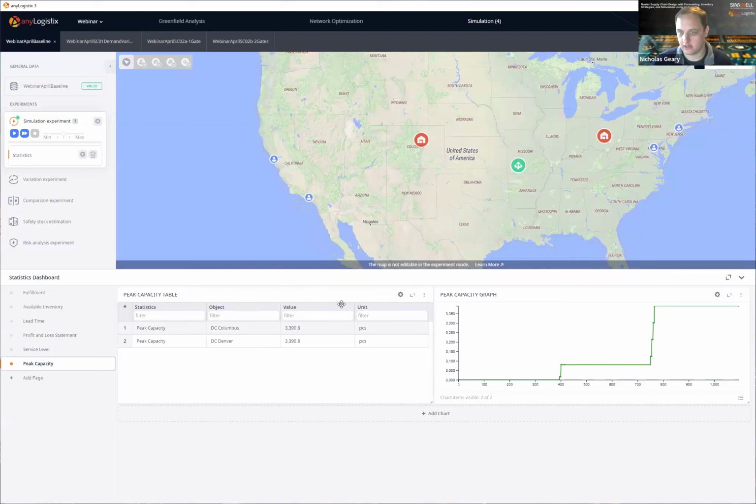The last piece here that I want to talk about is our peak capacity and why adding volatility into a model will help give more realistic results. If you see here, our value of both of the DCs is about 3,400 at our peak capacity.